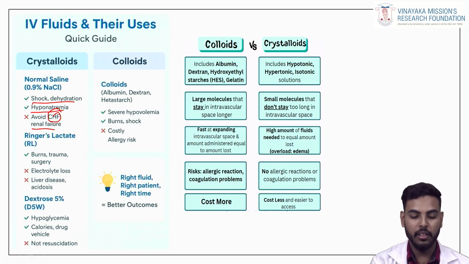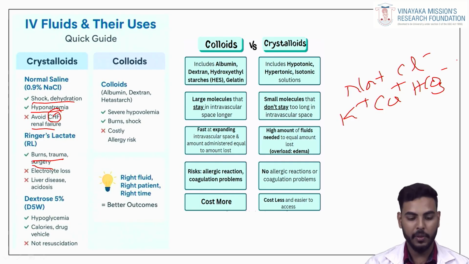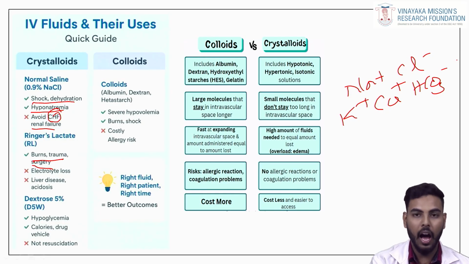Then next is RL. RL is mainly used in burns, trauma and surgical patients. The main aim of RL is that it has a lactate solution. If we take the content of normal saline, we have Na, that is sodium, and chloride. Ringer's lactate has sodium, chloride, potassium, calcium and bicarbonate. Okay, these are the different components present in Ringer's lactate solution. The fluid of choice in burns patients is mainly RL.